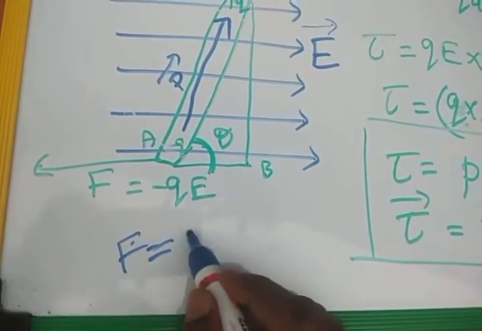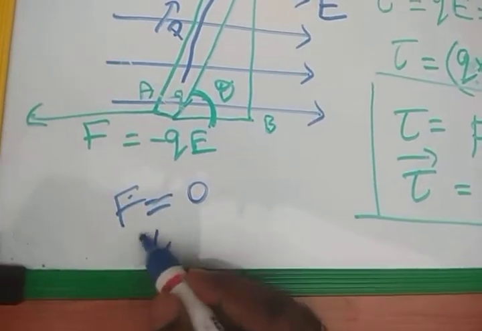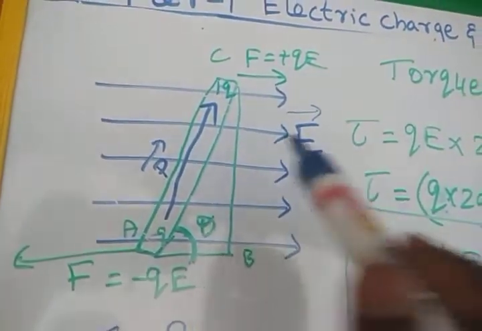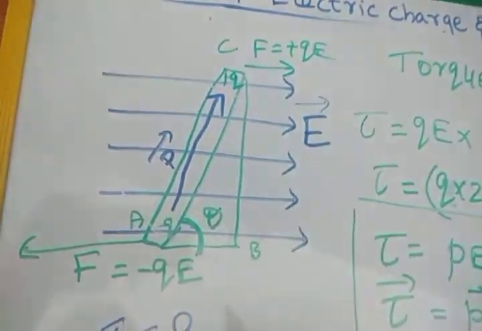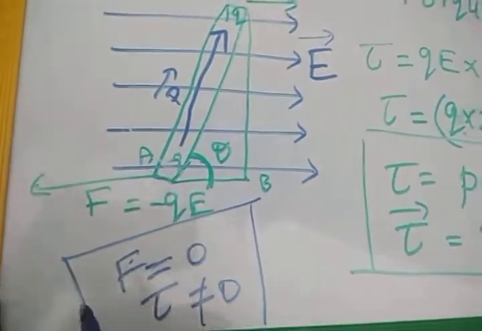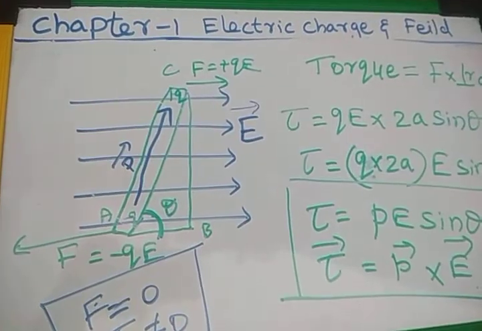So the net force is equal to 0. But the net torque experienced by the electric dipole when placed in an external uniform electric field is not equal to 0.